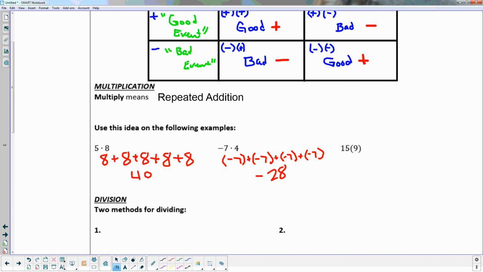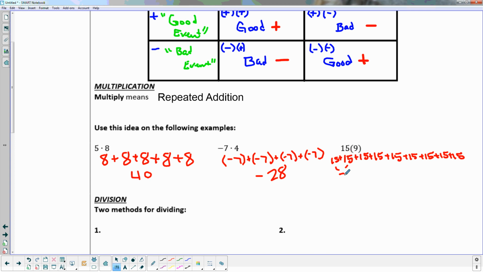Okay. Go ahead and pause the video and try that next problem. So hopefully you got an answer there. I'm going to give you an idea of how I do something like this. I chose to add 15 9 times. I felt like it was better to write 9 15s than 15 9s, but it's totally up to you.